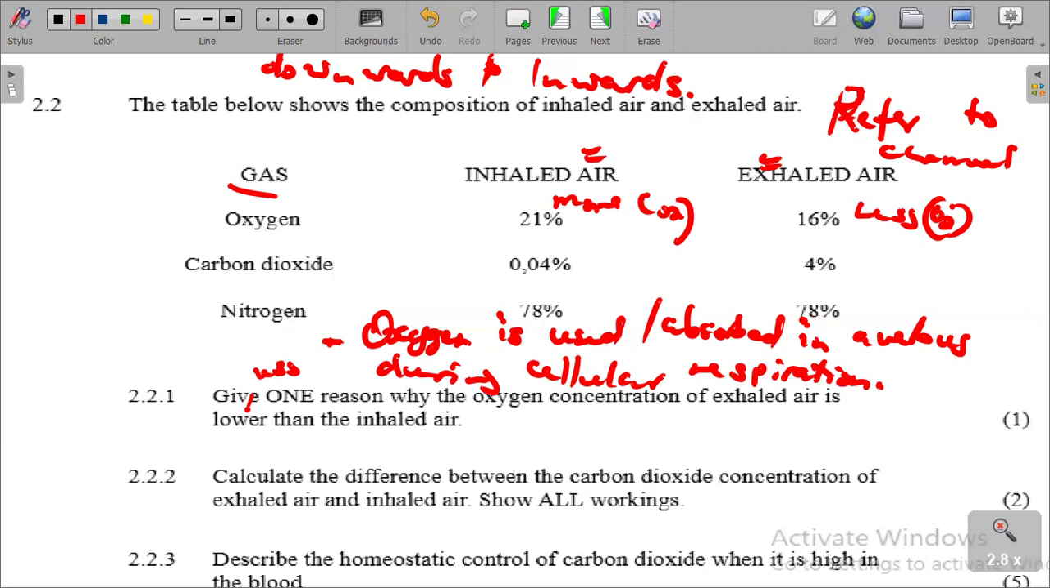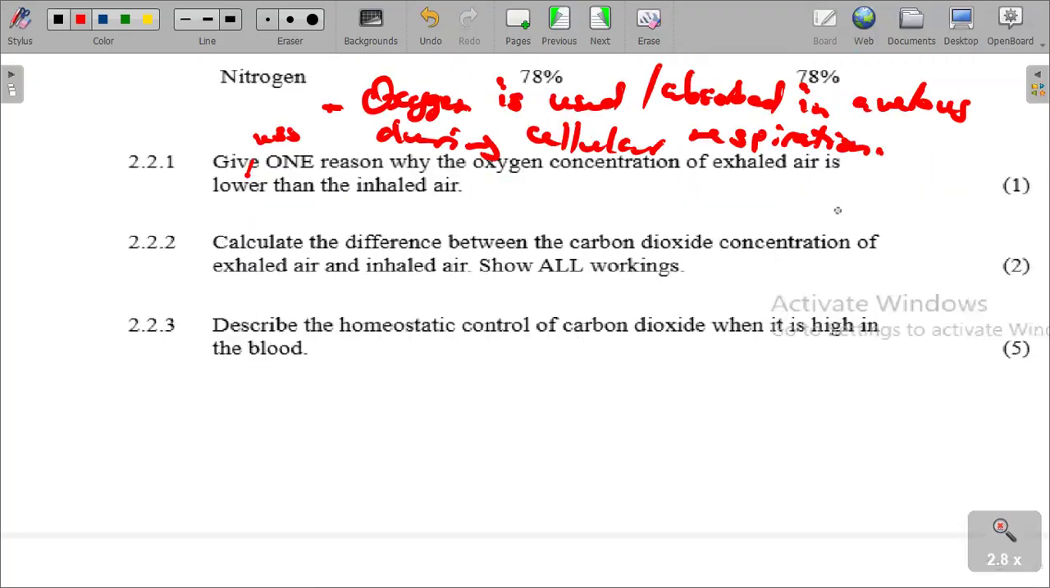That is why you can see that we have got more oxygen when it enters, but when it exits, it is less because it has been used during cellular respiration. If you refer again very well to those calculations that I always give you, you would see that the answer is this one. Oxygen is used or absorbed in alveolus during cellular respiration, and that is why it is less when it is exhaled.